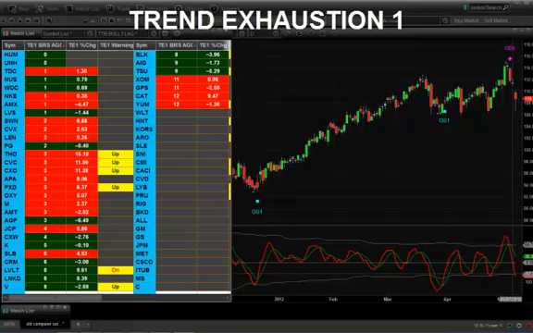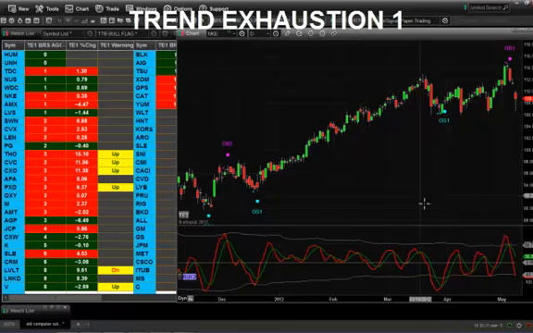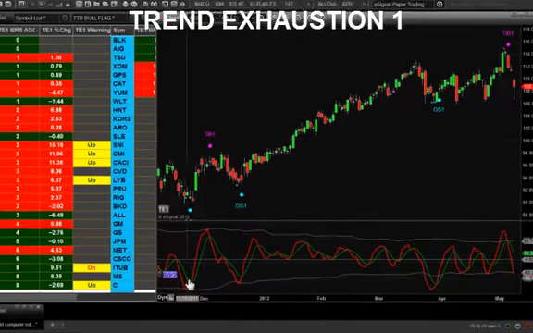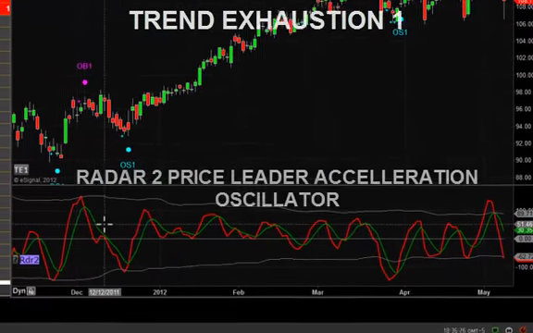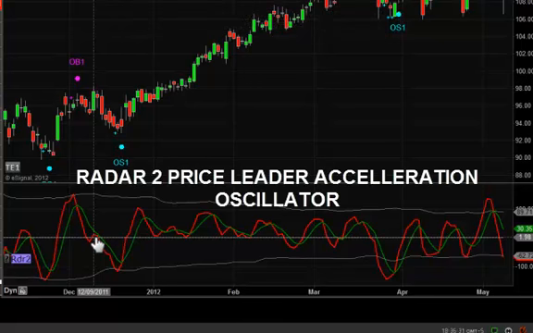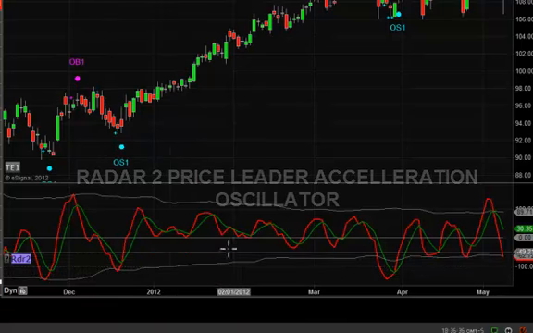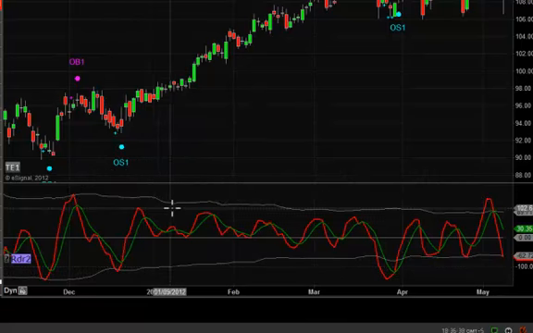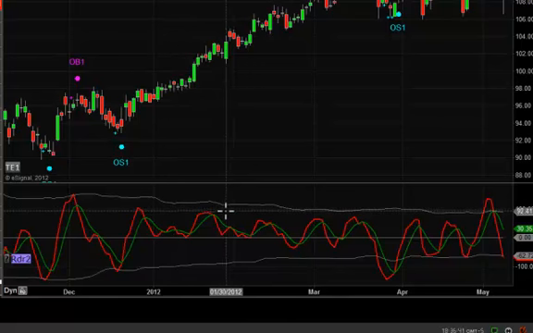Trend Exhaustion 1 is based on signals which are generated by our Radar 2 price leader acceleration oscillator, which is this oscillator you see here on the bottom of the chart. And one of the cool things about the Radar 2 price leader, the improvements we've made to it this year, is that we've added these dynamic overbought and oversold lines. It basically looks at the nature of the market and creates overbought, oversold zones that are influenced by the nature of the market that it's looking at.